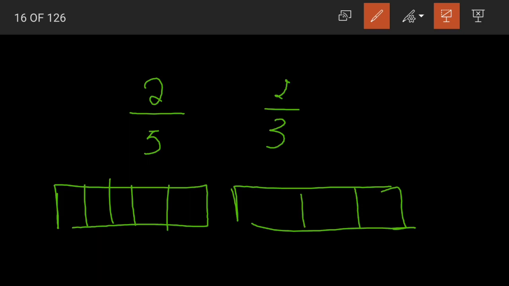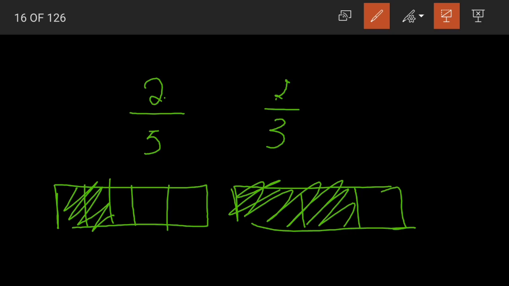Now 2 by 5 is nothing but 2 shaded parts out of 5. 2 by 3 is nothing but 2 shaded parts out of 3 equal parts. Yes children. Now which is the greater one here? 2 by 3 is the greater one when compared to 2 by 5.